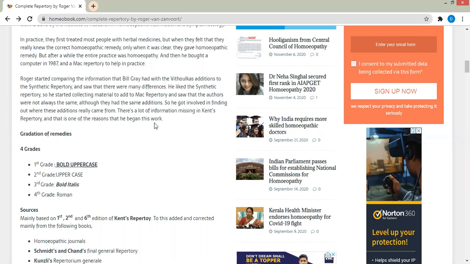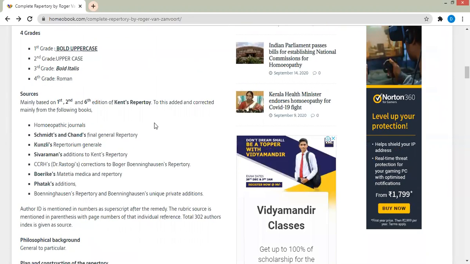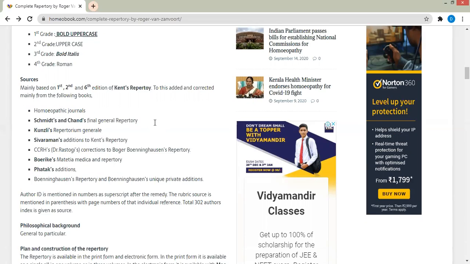So the gradations, about gradations, we already discussed in the last lecture that there are 4 grades. The first grade is bold capital, second grade is capital, third grade is bold italic, and fourth grade is Roman.